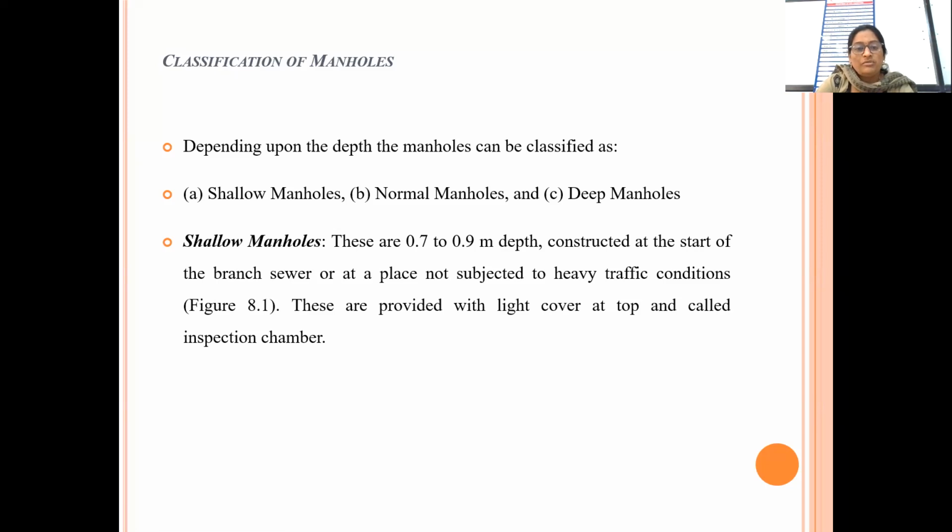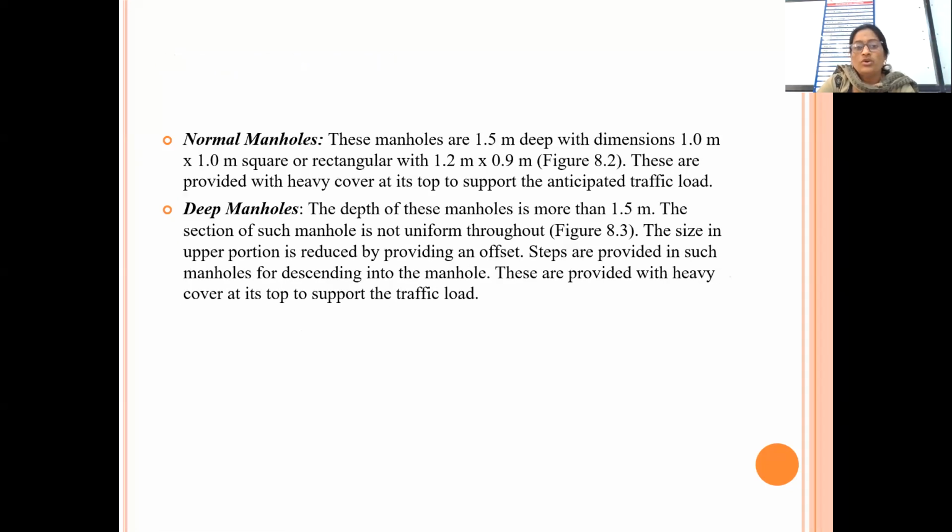Okay. Now what about the normal manhole? It is a normal manhole when it is 1.5 meter deep, and its dimensions are usually 1 meter by 1 meter. And the deep manhole, when is it? When it is deeper than 1.5 meter. Its depth is usually more than 1.5 meter.